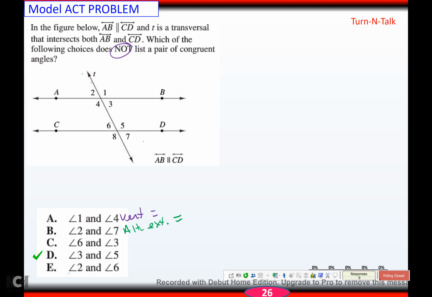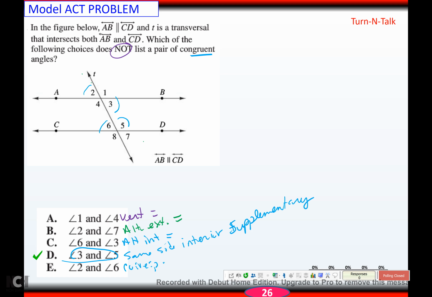So let's see, I have 6 and 3. 6 is here, 3 is here. Those are alternate interior angles, which are equal, so it's not that. So if I look at 3 and 5, 3 and 5 are same side interior angles, which are not equal. They are supplementary. They add up to 180 degrees. So these are the ones that are not congruent. Okay, 2 and 6 are, because they are corresponding angles, and those are actually equal.